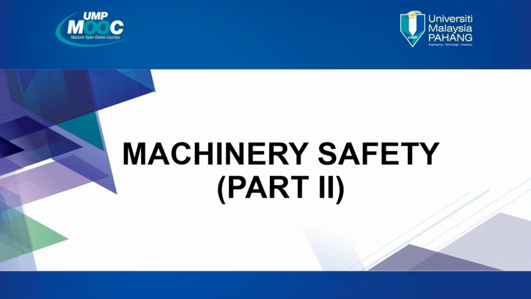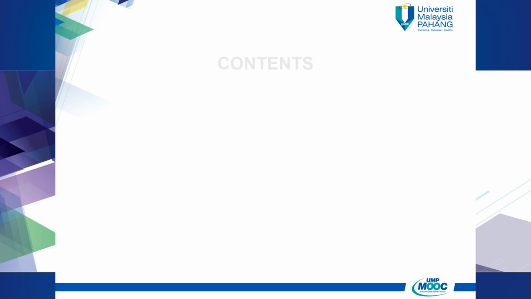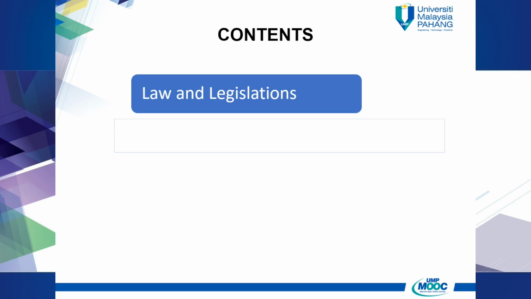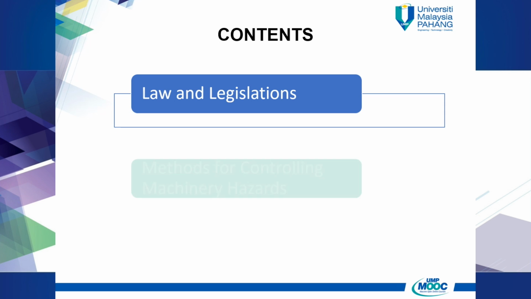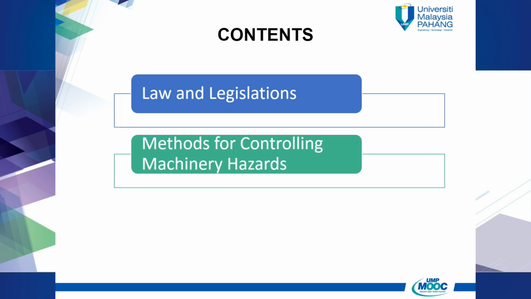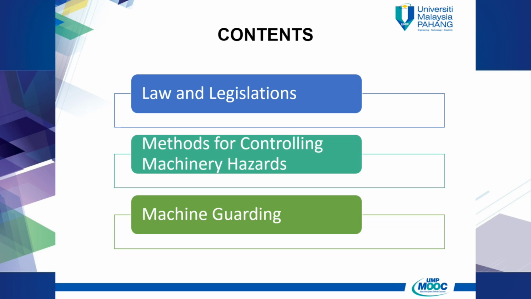Let us move on to part 2 of the lesson. Let us continue our lesson on machinery safety. In the second part of the machinery safety lesson, we will focus on a few things, namely laws and legislations, methods for controlling machinery hazards, and machine guarding.